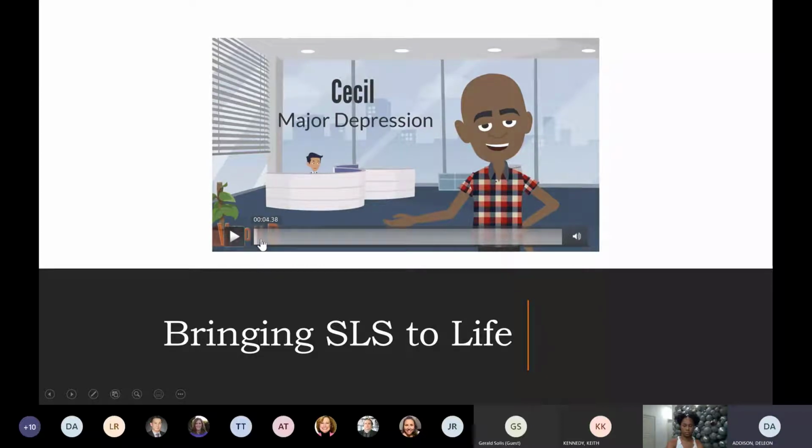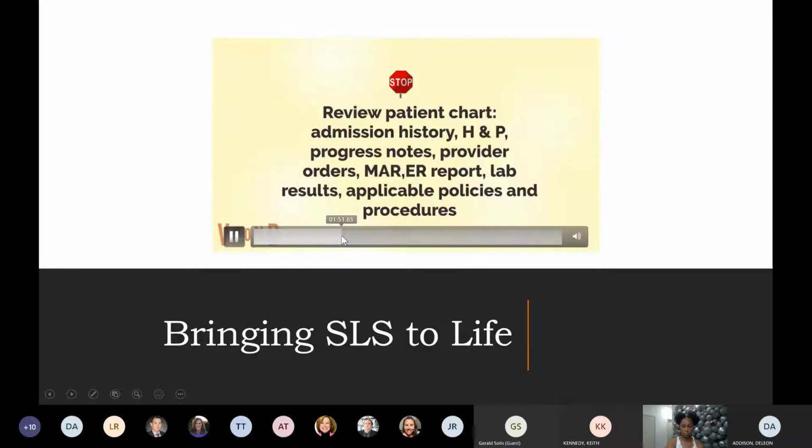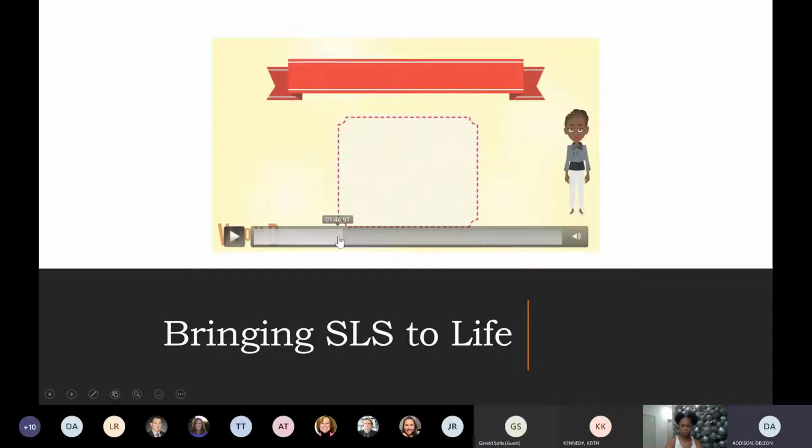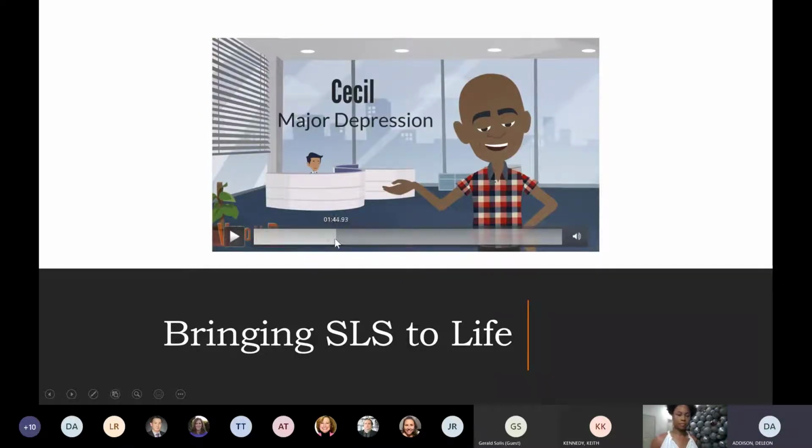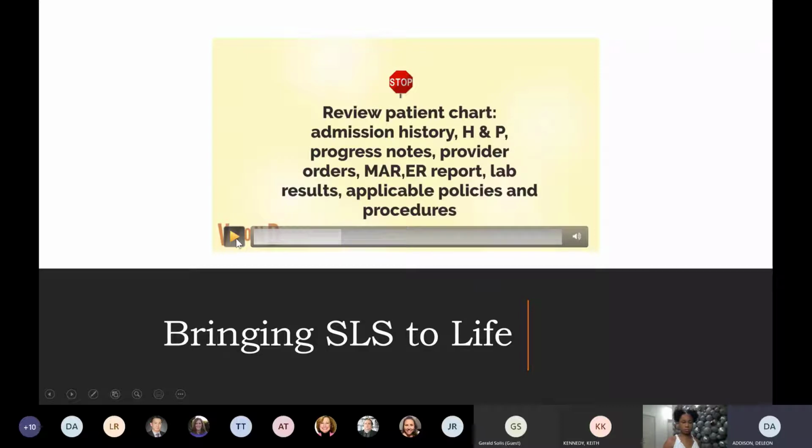So you hear me talking, I give the students an SBAR. After the SBAR, they're able to ask me questions. Then the students are given 20 minutes and they go through a chart. And you see the stop sign in the animation.